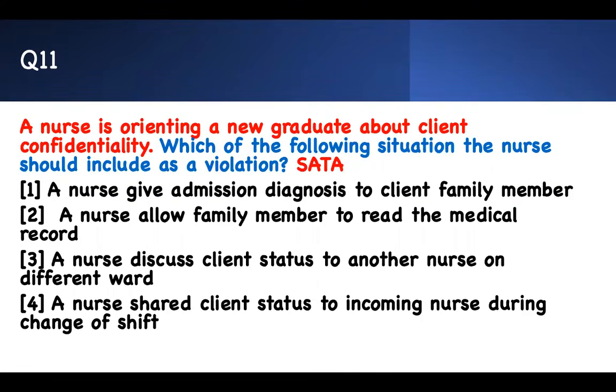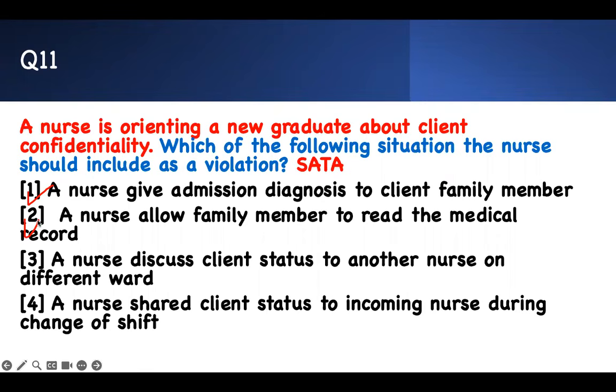A new graduate about client confidentiality. Which of the following situations should the nurse include as a violation? Select all that apply. A nurse gives the admission diagnosis to a client's family member. Red flag there, right? You can't do that without patient consent. A nurse allows a family member to read the medical record. Bad, without patient consent.